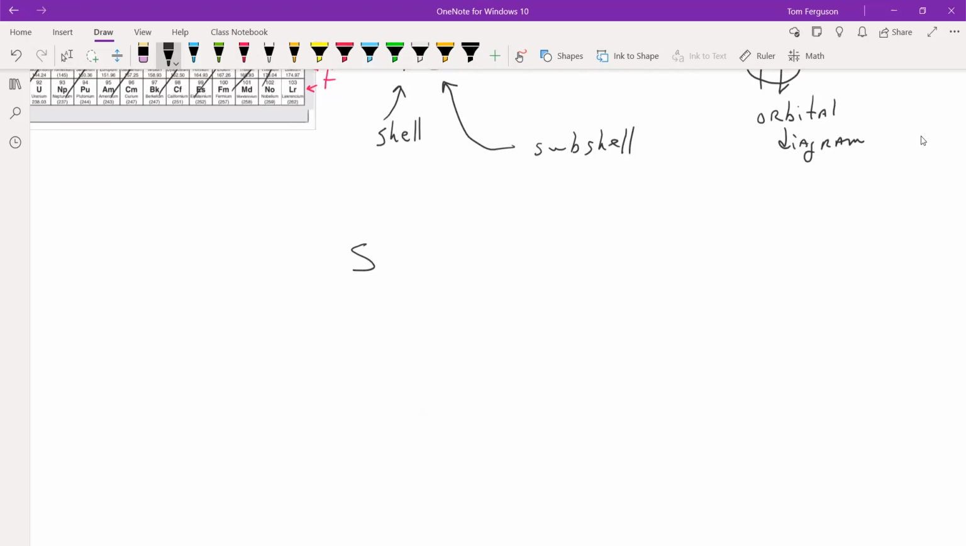So whenever we have an S subshell, we have one orbital, because in each orbital, you can only have two electrons. So 2 into 2 is 1. P has 6 electrons. So how many orbitals can the P subshell have? 6 divided by 2. Right. So it's going to look like this. And then D is going to be 10.